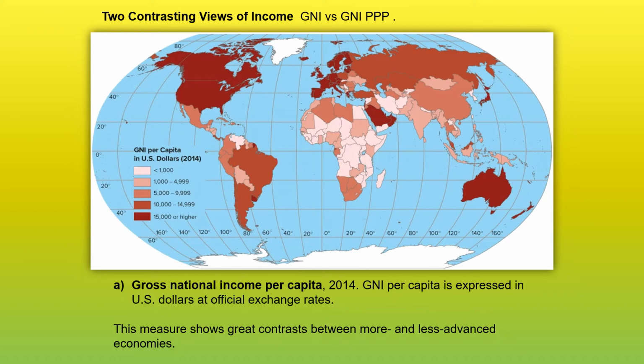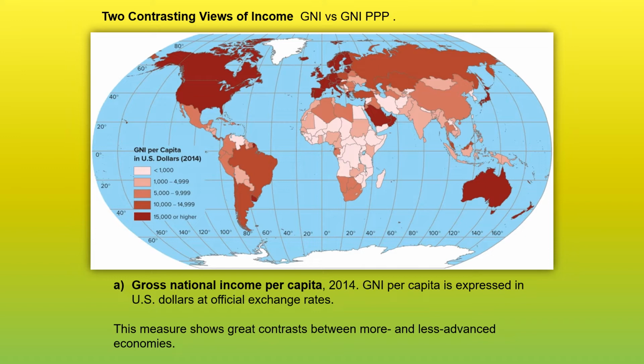And so what do we see on this map of GNI per capita? Well, you can see a clear distinction between the developed countries and the less developed countries. Sub-Saharan Africa stands out as being poor. Southern and Central Asia also poor. There's a big difference between Eastern and Western Europe.